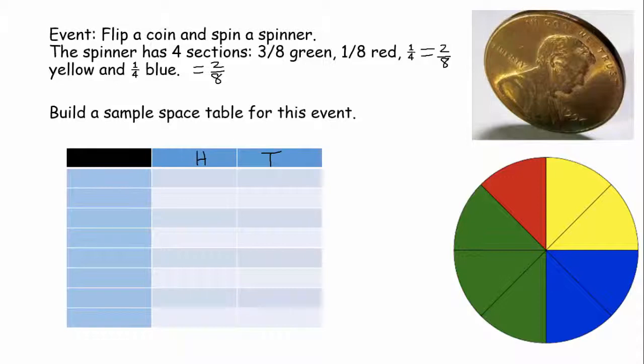And now I fill in 3 for green. That way it shows how the probability of green is quite a bit bigger than the probability for red, for example, because red is only 1 section, okay? And then yellow is 2 and blue is 2. And then you can fill in the chart from there. So we've got green heads, green tails, etc.